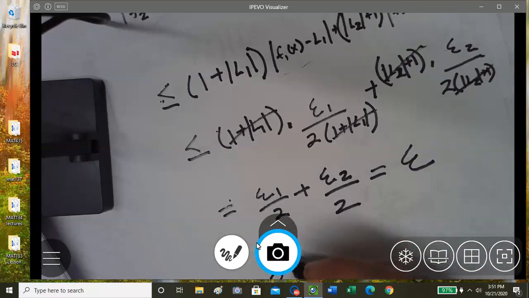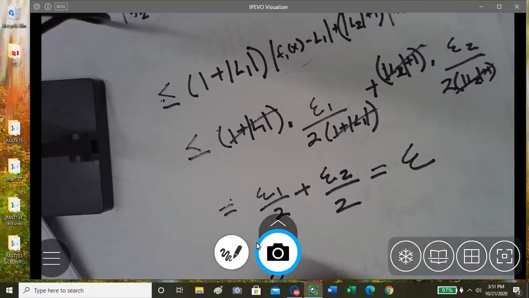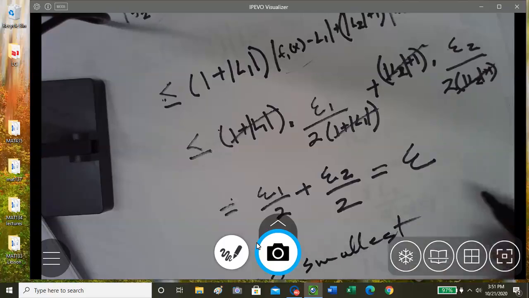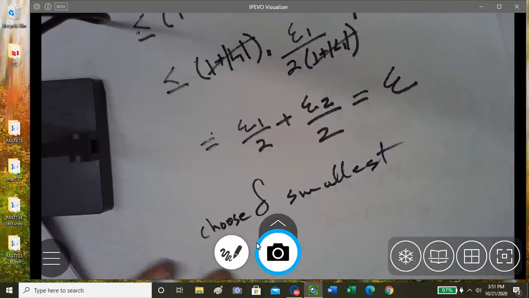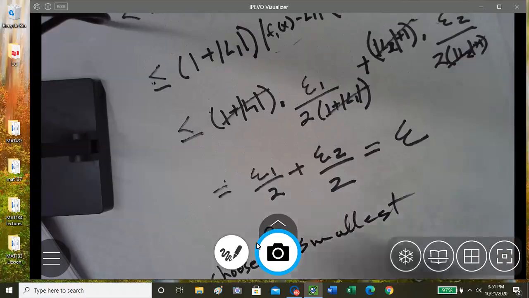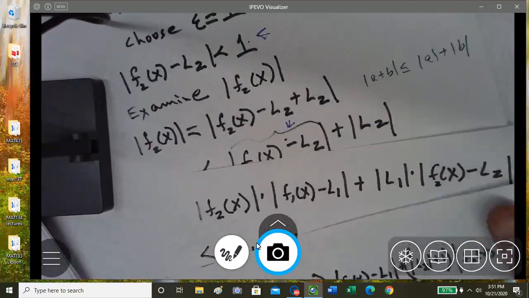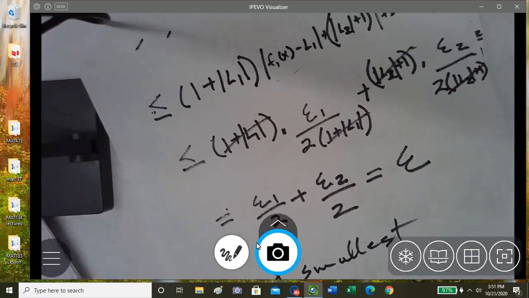For all delta, we want to choose delta to be the smallest of all the deltas. And so that's it, we've proven it. That's our theorem 2.4.